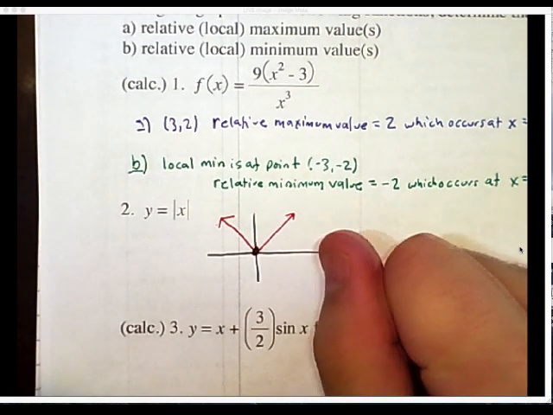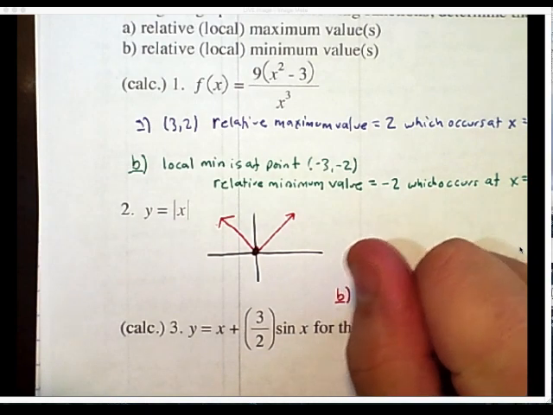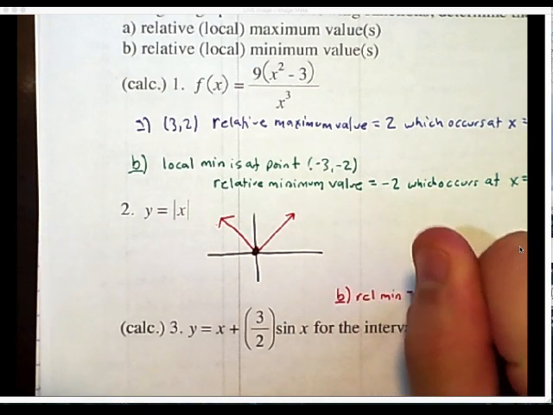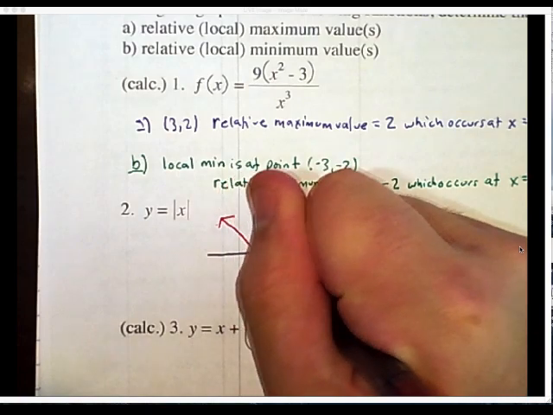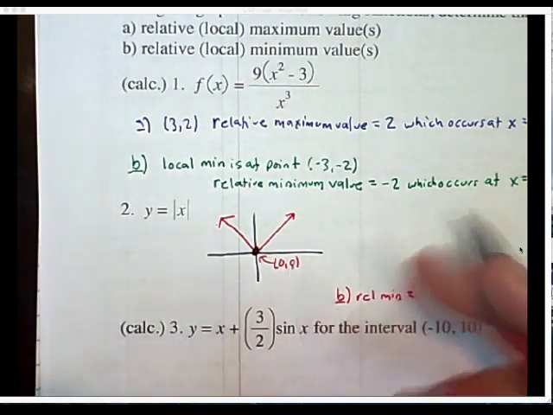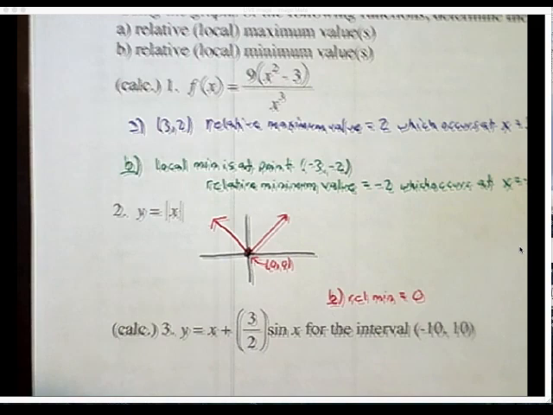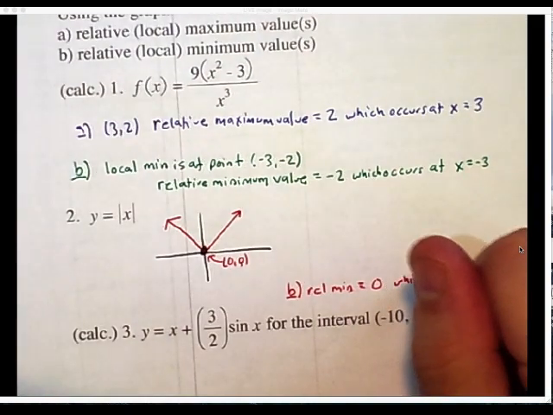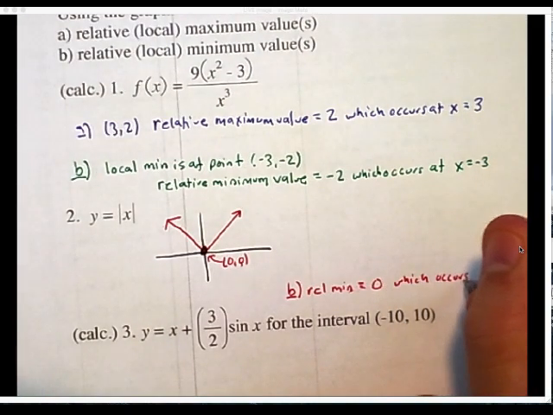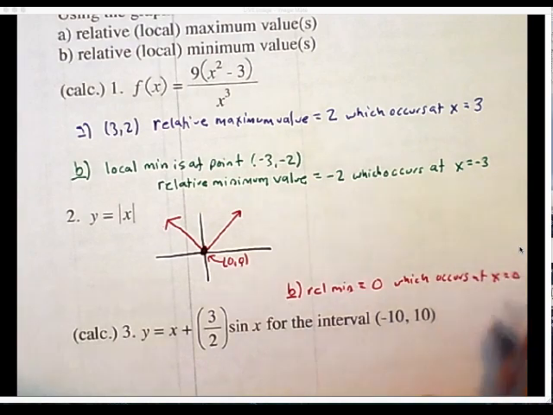Okay, so B, the relative min equals, what's this point? It's the point 0, 0. So the y value is 0. The relative min is 0, which occurs at an x value of 0 as well.